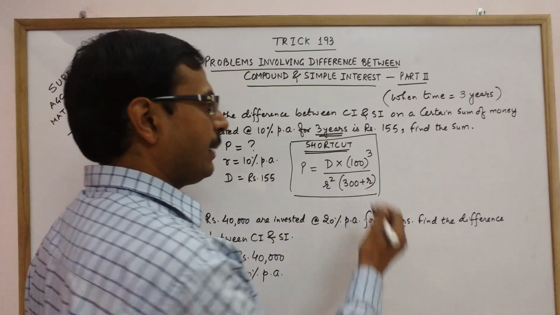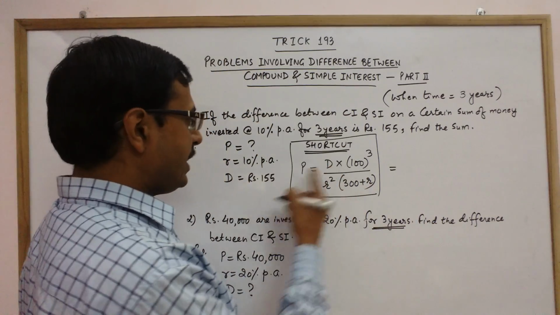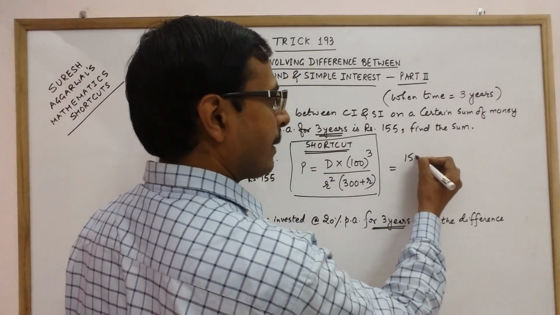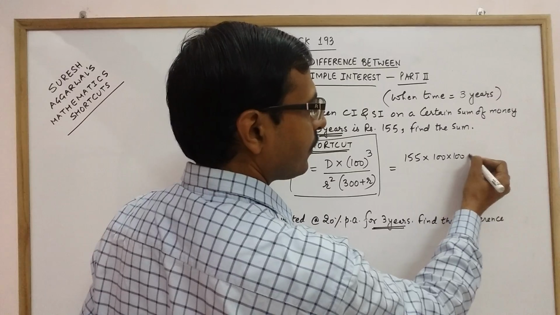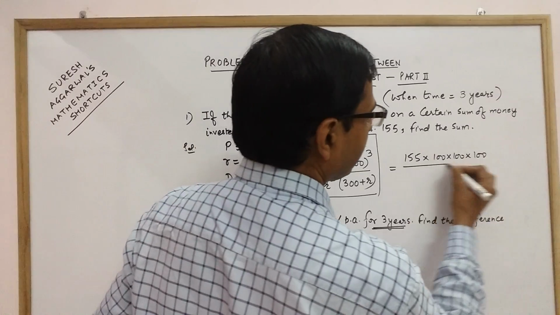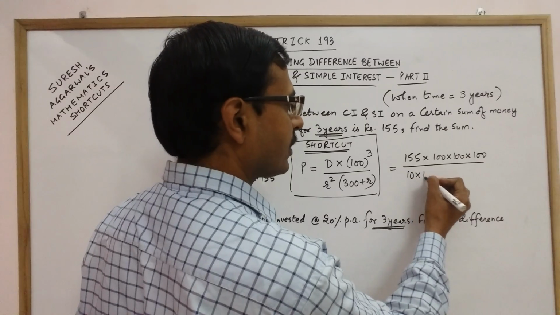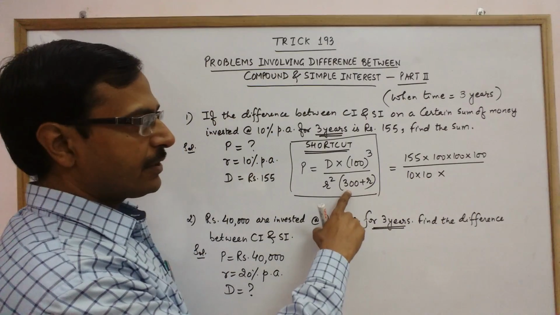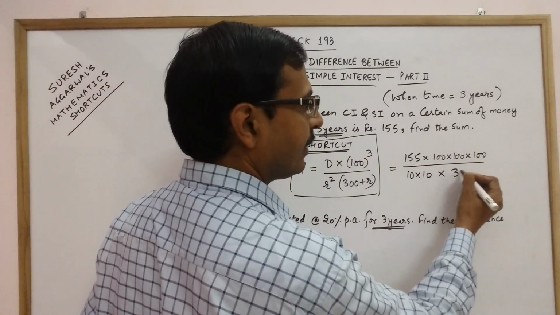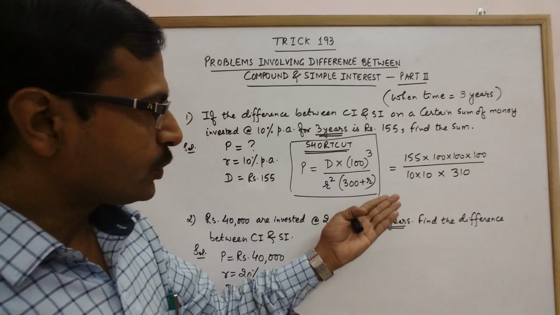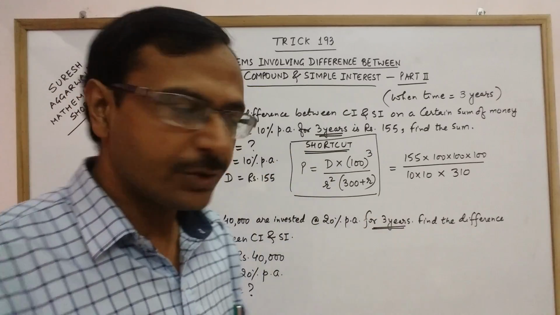Now let us apply this to solve this problem. Now here we are given D as 155, so P equals 155 into 100 three times upon R square. R is 10, so 10 into 10, and 300 plus R is 10, so 300 plus 10, that is 310. Now you need to just simplify this and you will get the final answer, the principal amount.